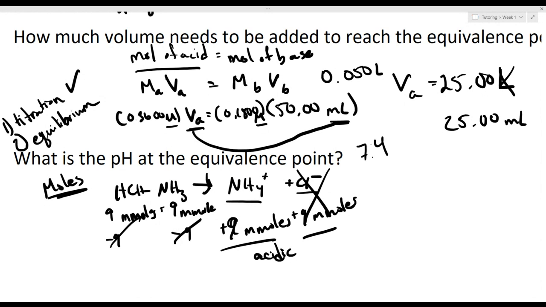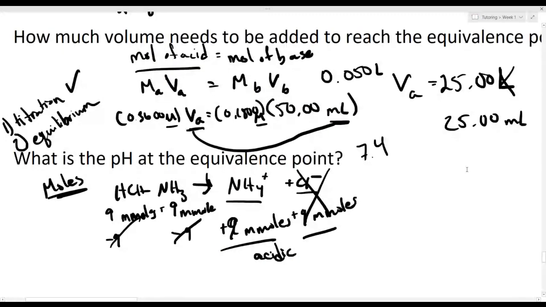All right? Does that make sense to everyone? Why, since NH4 is acidic, our number needs to be less than 7? Are we okay with that? Okay, fantastic. All right, so now let's solve this thing.